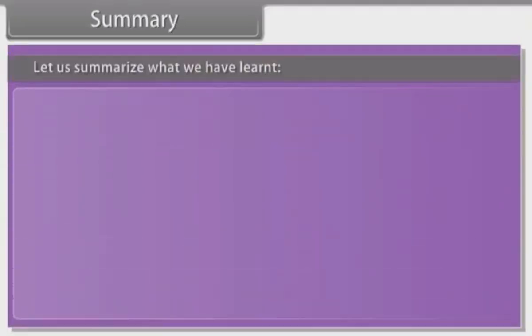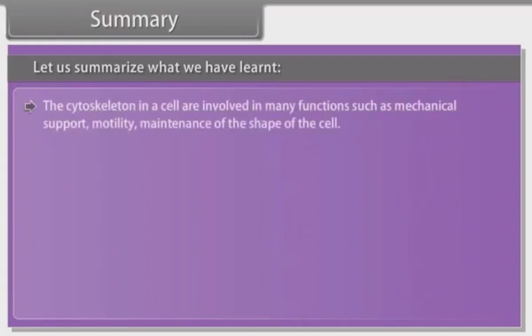Summary. Let us summarize what we have learnt. The cytoskeleton in a cell is involved in many functions such as mechanical support, motility, and maintenance of the shape of the cell. Cilia and flagella are hair-like outgrowths of the cell membrane.